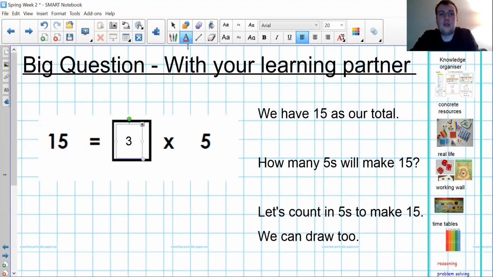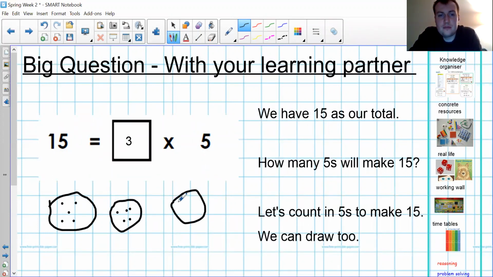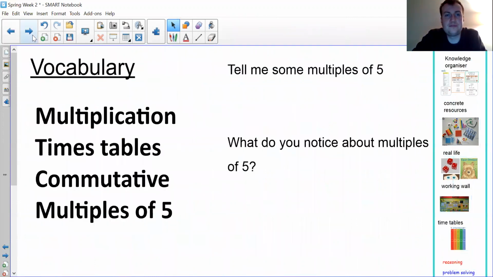Or, if you want to be a bit more serious about it, here's one group with 5, 6, 7, 8, 9, 10, 11, 12, 13, 14, 15. I'm now at 15. And how many circles have I done? 3. So 3 groups of 5 make 15.